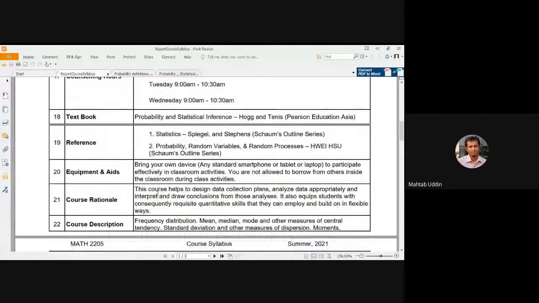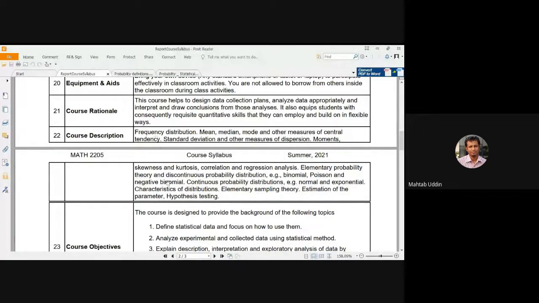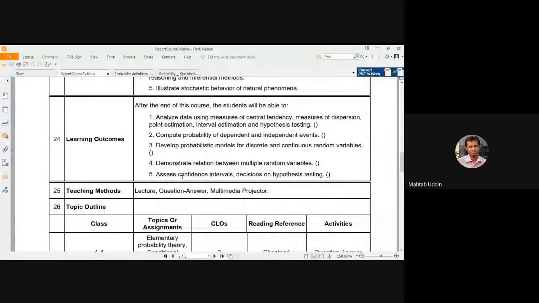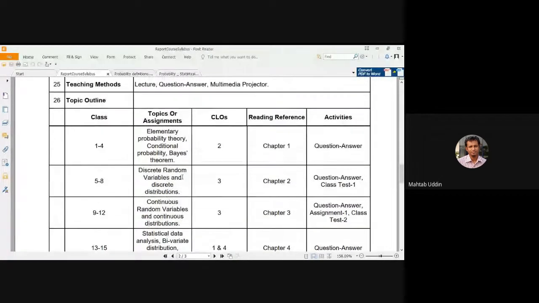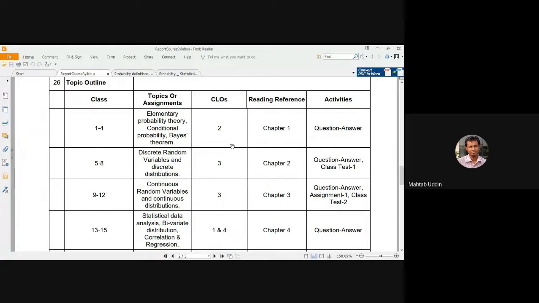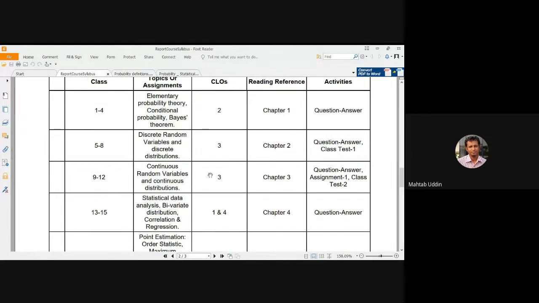There are some rules and regulations. The course description, what is within this course. There is the course objective, learning outcomes. This is the main fact: topic outlines. In our book, first we'll follow chapter 1 in the first 4 classes, then chapter 2 in the next 4 classes, and chapter 3 in the next 4 classes. So chapters 1, 2, 3 of the textbook will be followed for the mid. Not actually all chapters. Some selected maths will be followed there.